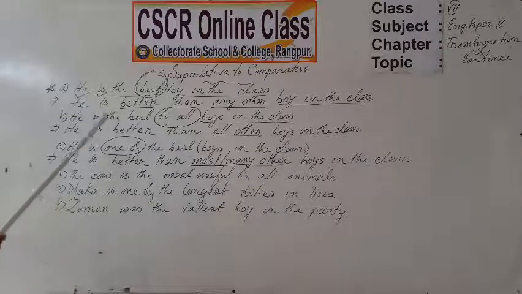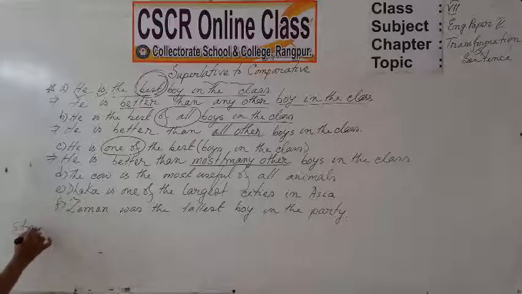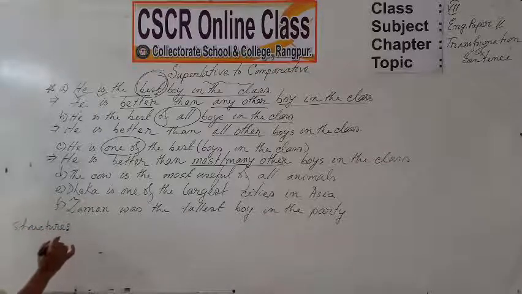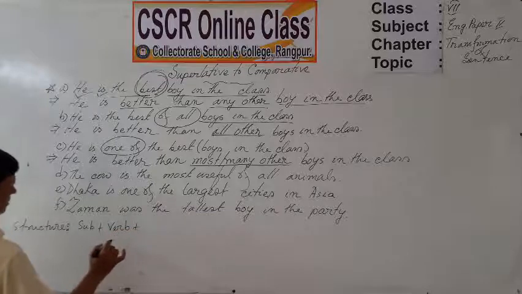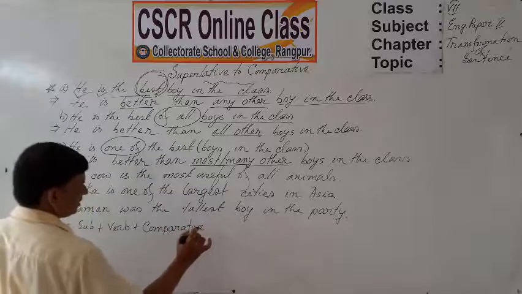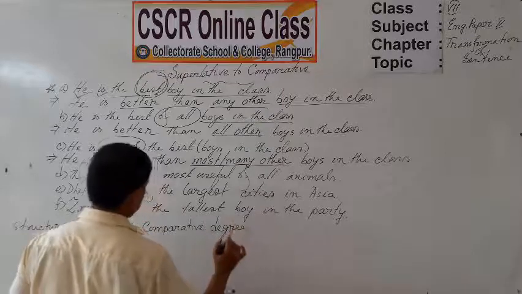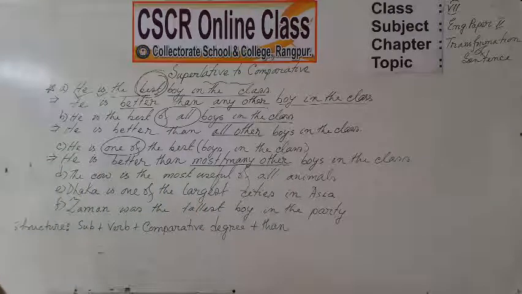Yes, dear students, and other parts of the sentence are the same. So, dear students, what's the structure of a comparative sentence? Yes, you can note the structure. Comparative structure: subject plus verb plus comparative degree plus then.